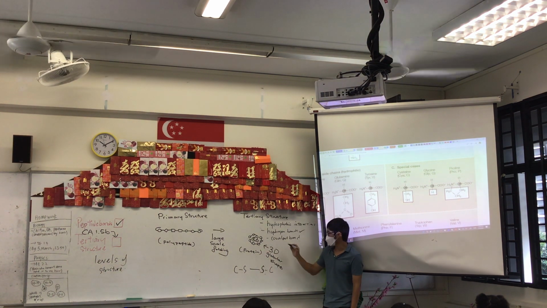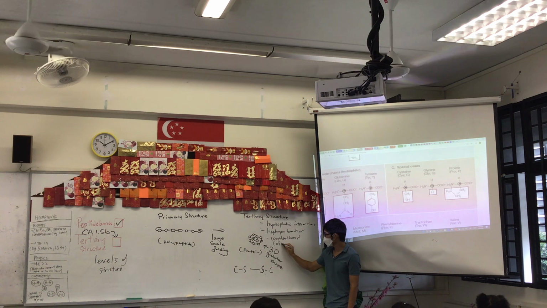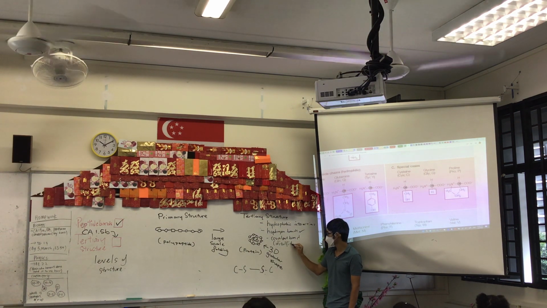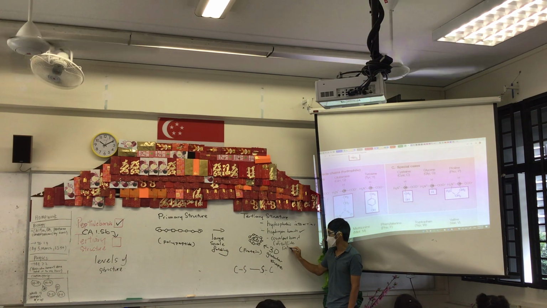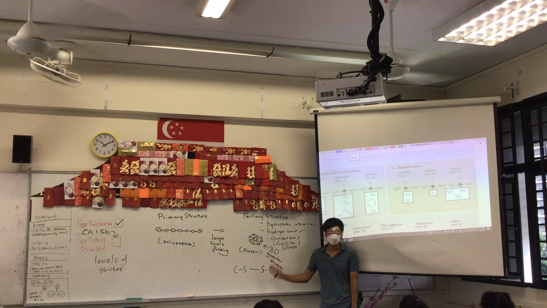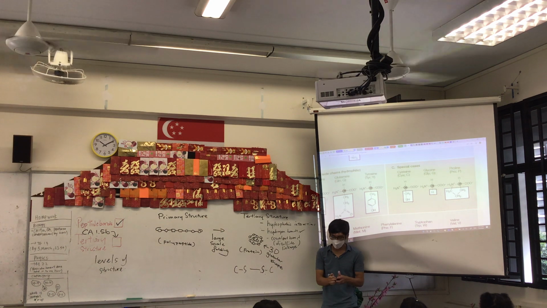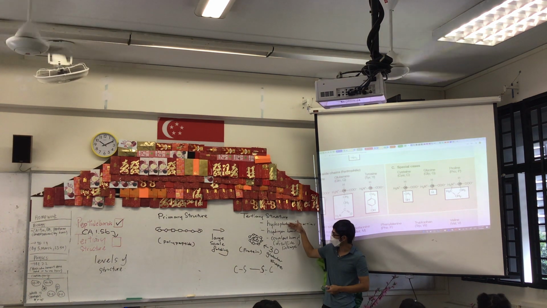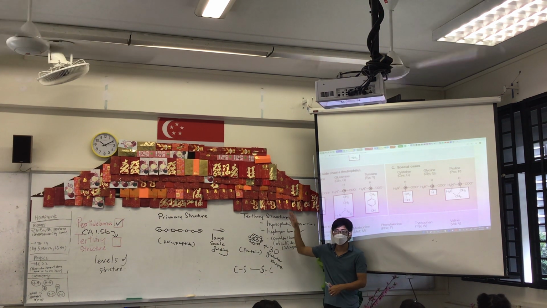Sometimes you will see it described as a disulfide linkage, okay? Because there are two sulfurs. I'm just listing out all the possible bonds you can expect to find in a tertiary structure.